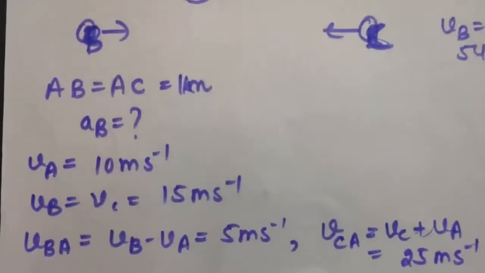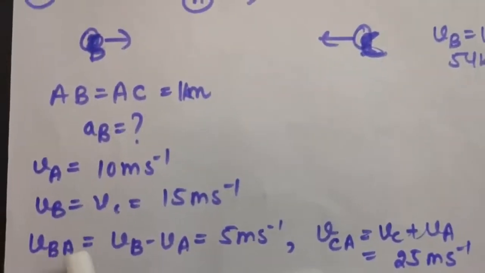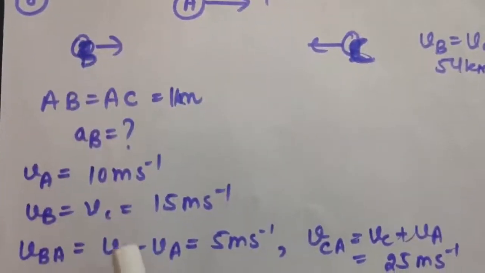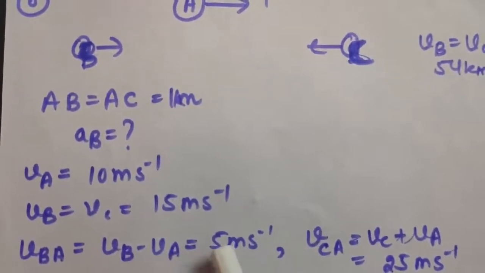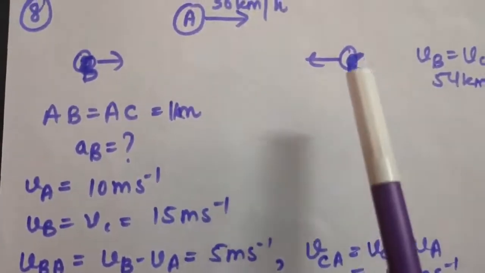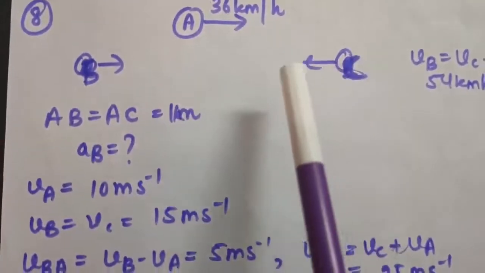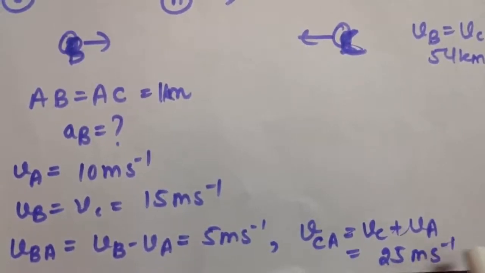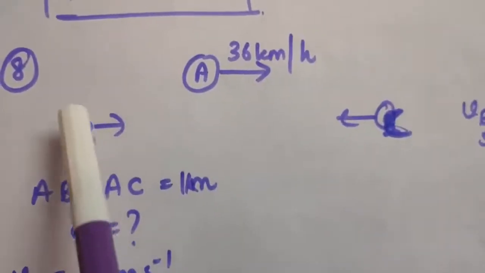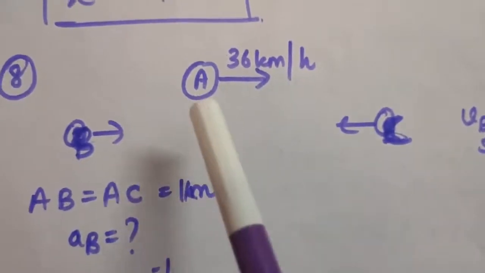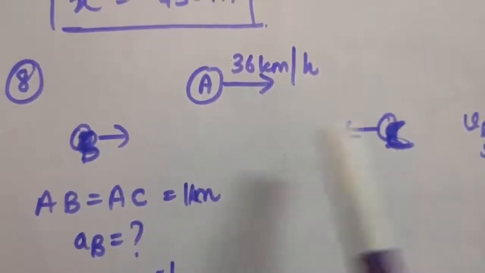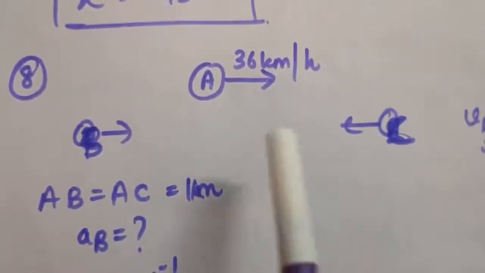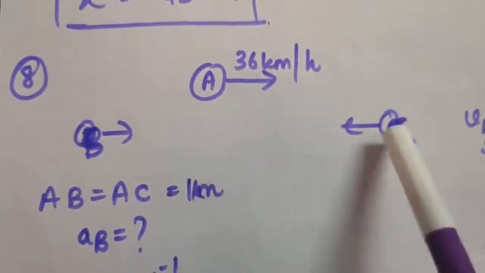So as you know the formula of relative velocity of B with respect to A. Now see, as I have taken B and A to be in the same direction, my formula will be VB minus VA, which will come to be 5 meter per second. Similarly for VC and VA, but they are traveling in opposite directions, so the formula will become VC plus VA and you will get 25 meter per second. So now we have calculated their relative velocities, and we know the distance between A and C and A and B is nothing but 1 kilometer, that is 1000 meters. So let us calculate the time required to travel this distance.